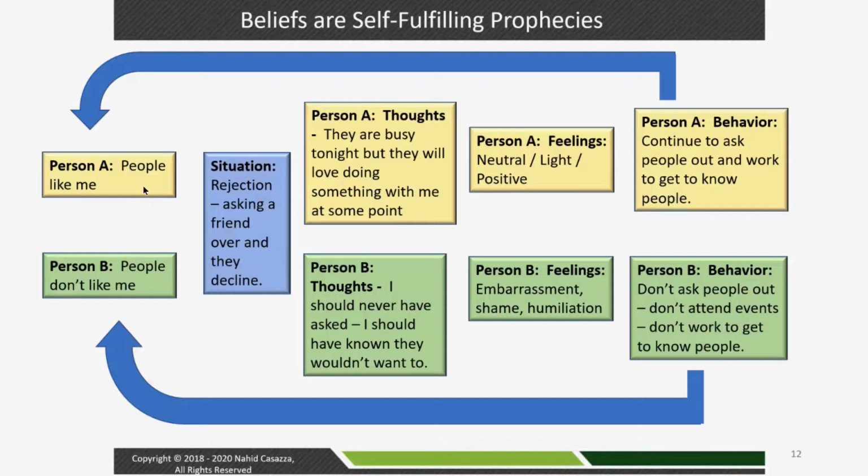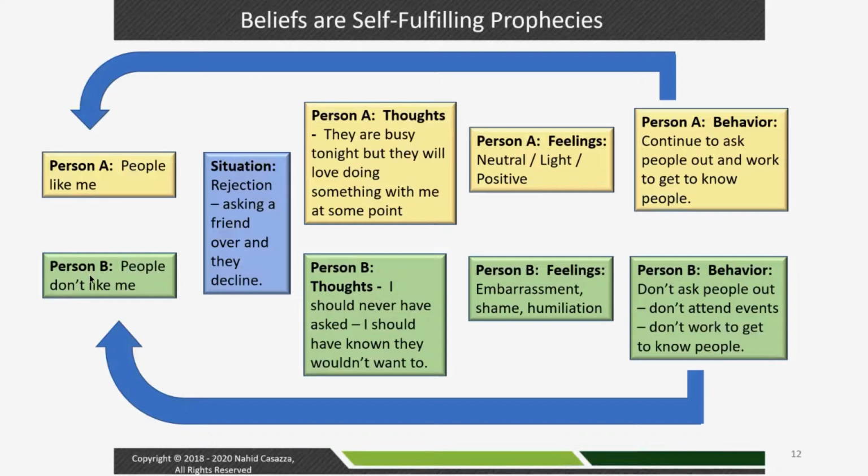And so person A, who believes that people like me, is going to have some thoughts about this. And those thoughts are going to be different from the thoughts in person B's head, that person B believes that people don't like me. So person A is likely going to think, oh, they're busy tonight, but people like me. So whenever this person is available, they're going to love doing something with me at this point. And they're going to feel pretty neutral and light and positive, and they're probably going to continue to ask person A out and other people out and work to get to know people until they've made friends. And as a result, they are going to prove, like a self-fulfilling prophecy, that people like me.